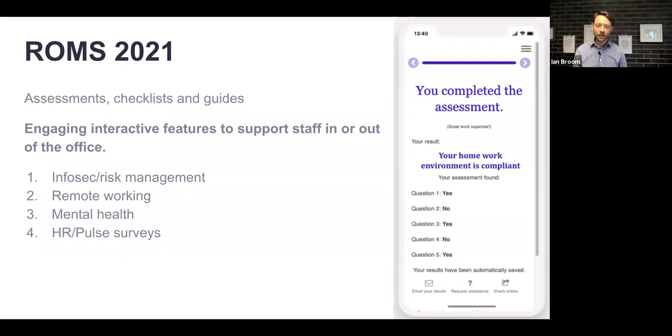And then finally, HR or pulse surveys. So you can very rapidly put a pulse survey into the app in order to collect feedback from staff, and then use a push notification in order to encourage engagement. So we believe that by having these features in, creating them as interactive features, such as an assessment or a checklist, along with any support material in the form of a guide, we can not only take the existing policies and procedures and guidance that you've got inside your organization, but we can elevate it and make it really interactive, almost fun to use.